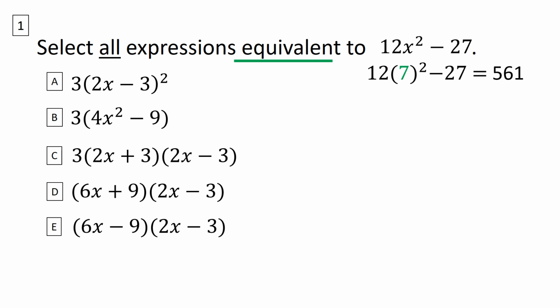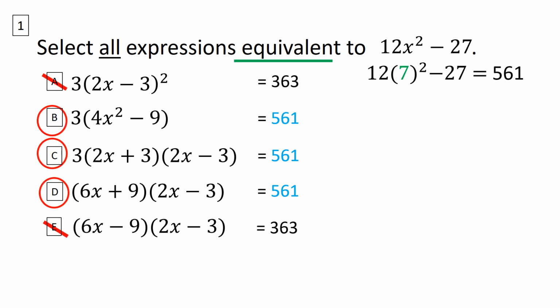So let's do the same thing, plugging in 7 to all of these different expressions. And they're going to give us a few different numbers, really just 2 different values. Everything that's equal to 561, those are going to be equivalent to what we started with. The ones that equal 363 obviously are not equivalent. Now, when I said false positives, sometimes you can plug in a number and accidentally get the same value out. That's why I like 7. It's a prime number. It's not going to be as likely to accidentally give me the same number, and it's why I like to avoid the numbers we talked about earlier.